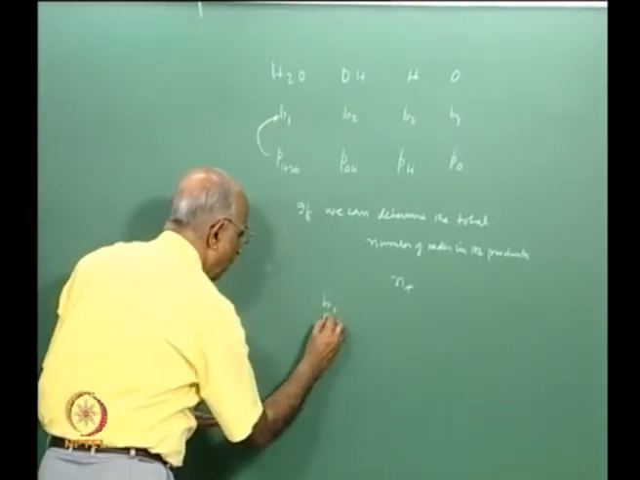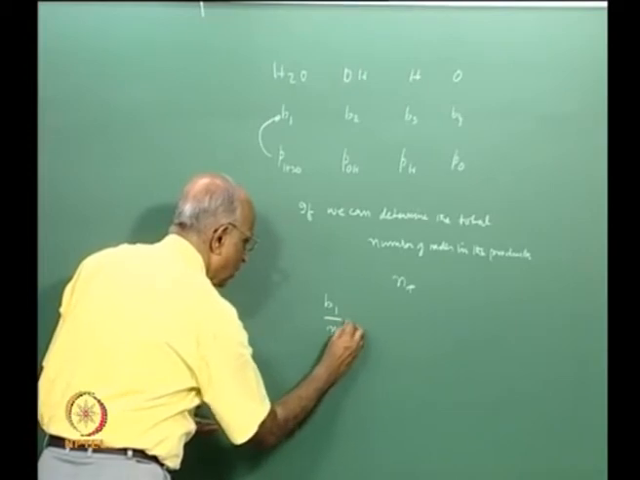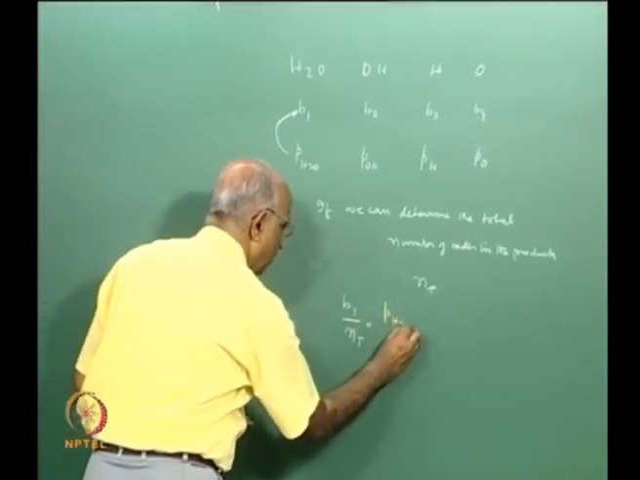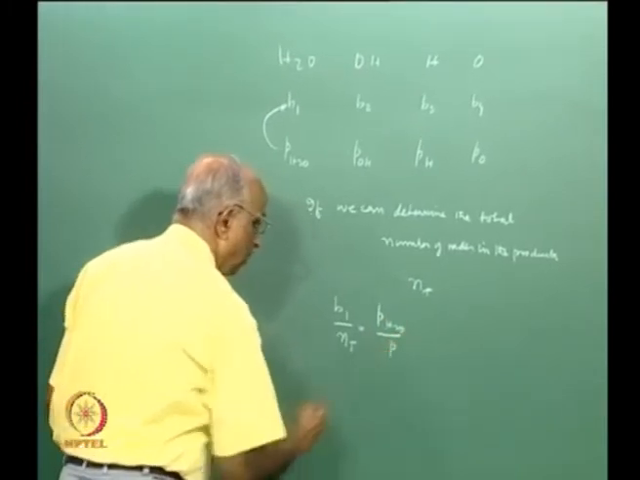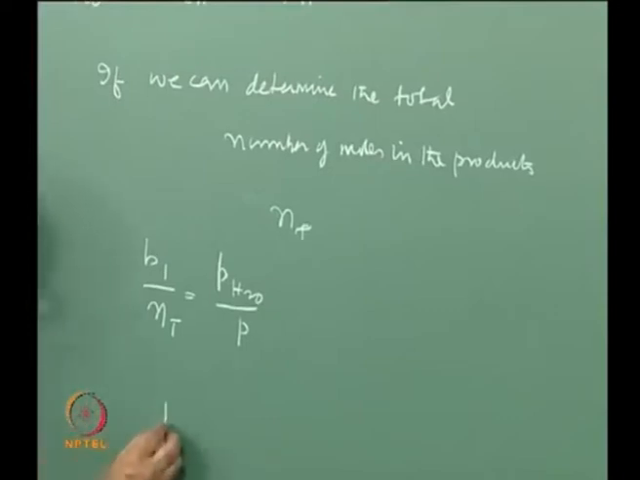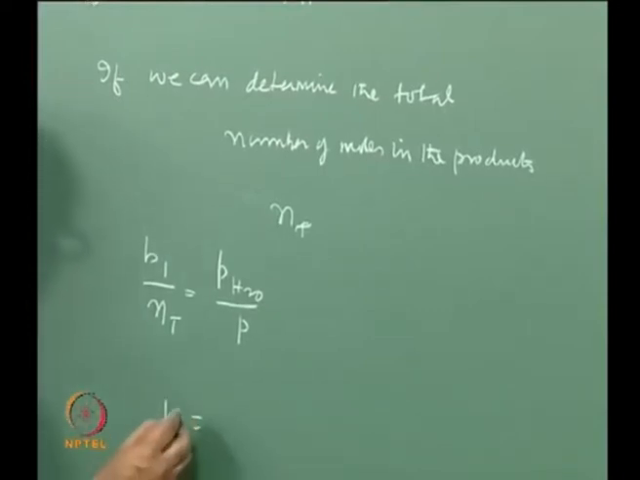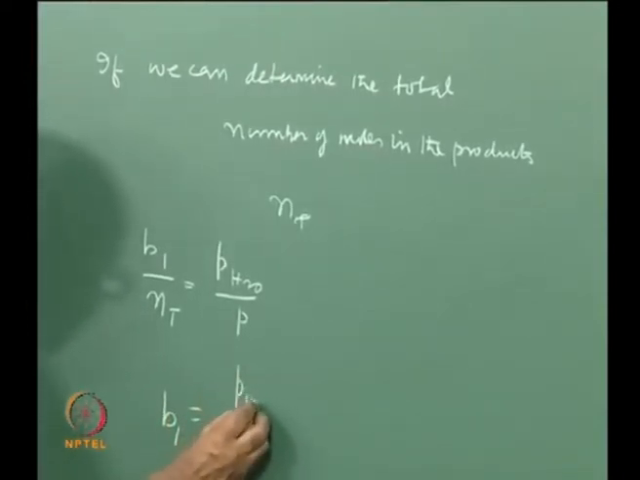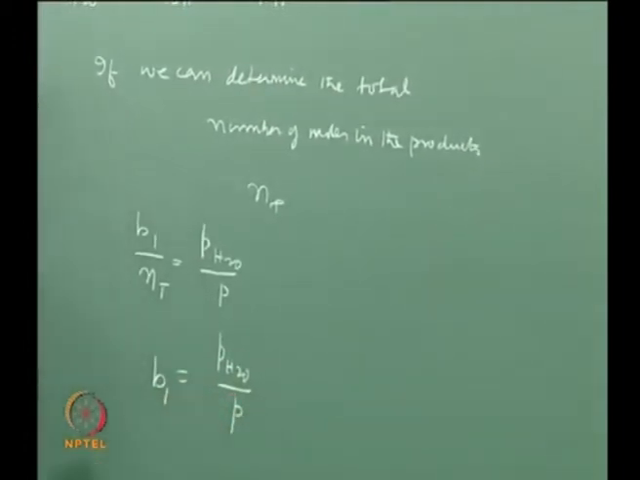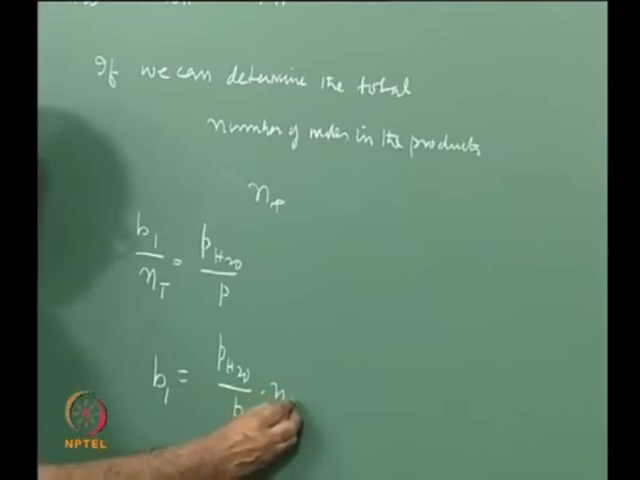Therefore B1 by the total number of moles is equal to, I can now write, the partial pressure of hydrogen divided by the total pressure in the chamber, and therefore I get B1 as equal to the partial pressure of water, or steam, divided by the total pressure, multiplied by the total number of moles.